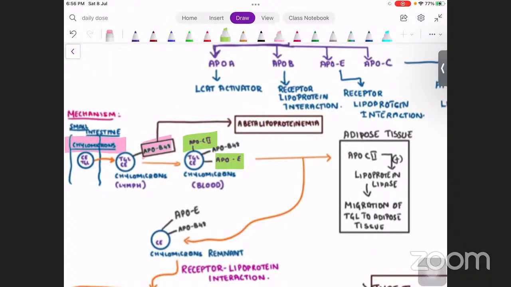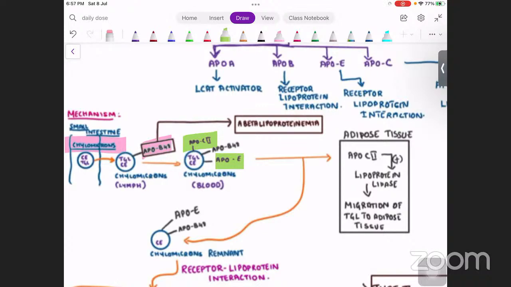Now this chylomicron has to enter the liver, but its size is a little bit larger, so it cannot penetrate into the liver. So what will it do? It will look for other sources.